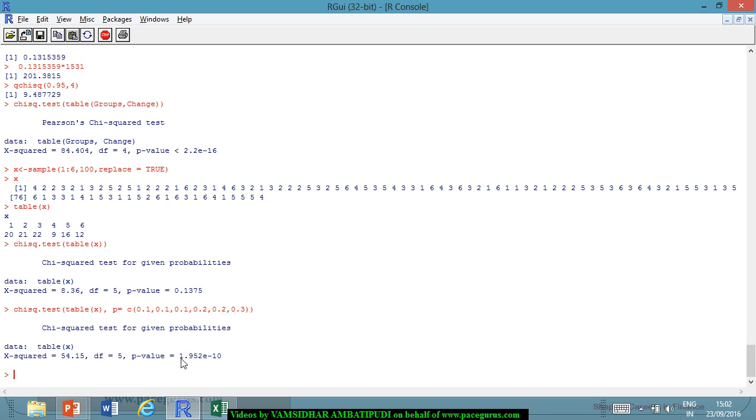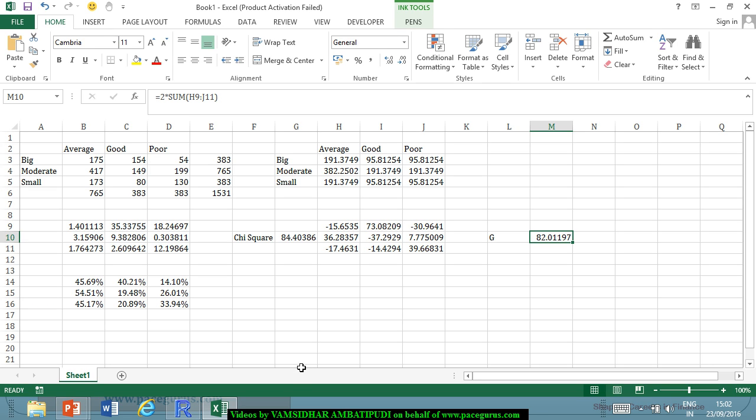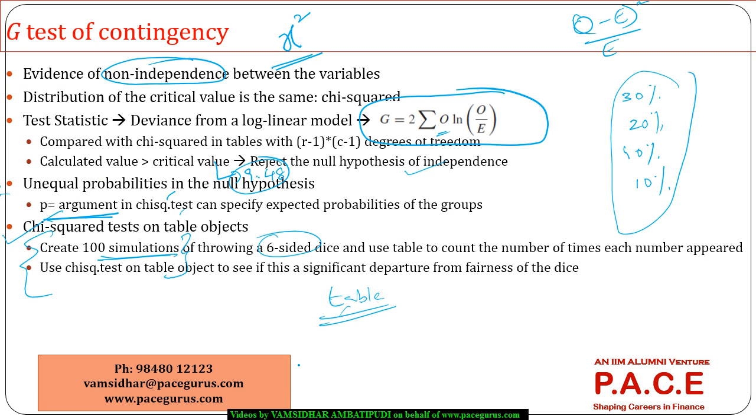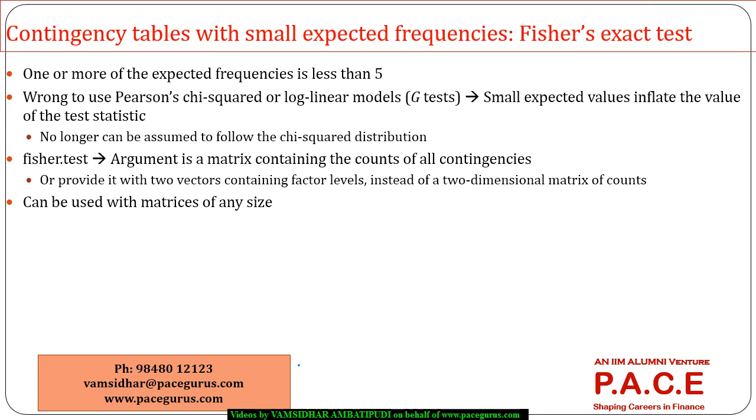So based on that, the p-value is coming out as 1.952 into 10 to the power of minus 10, much lesser than 0.05. So I can very well reject my null hypothesis and take my decision in favor of the alternate hypothesis. So I can very well change the probabilities across the groups where uniformity will not be taken into consideration, or I can give the table as an input for performing these kinds of computations, and note the difference in the computations as well.